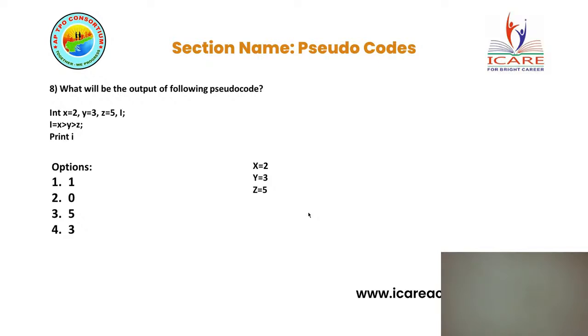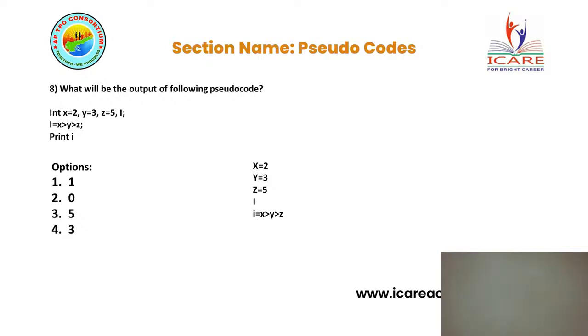So there are only three statements, which is some value initialization and some condition. They are printing the value. So we decode it. So integer x equal to 2, y equal to 3, z equal to 5 and i. We are having four variables. i is equal to x greater than y greater than z. Here some condition.